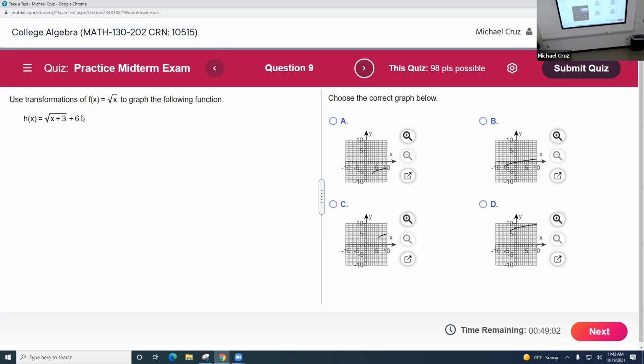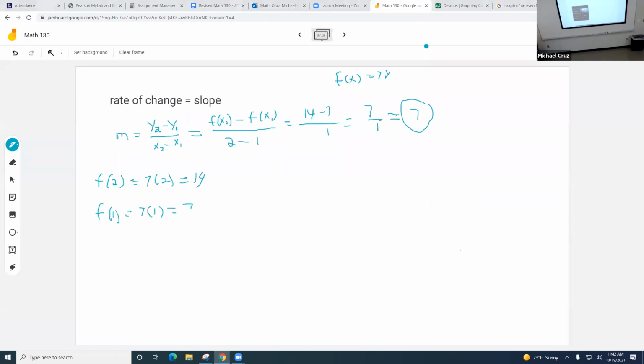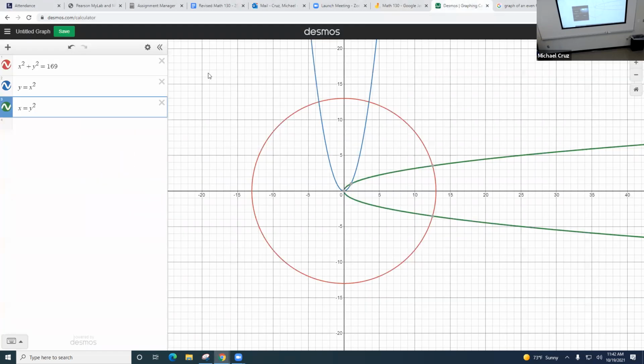But then the number that's added or subtracted to the whole function, the square root, tells us up and down shift. And that one works just the way the sign goes. In this case, it's +6, so that means it goes up. So it's this one. So let's look at the board on it.